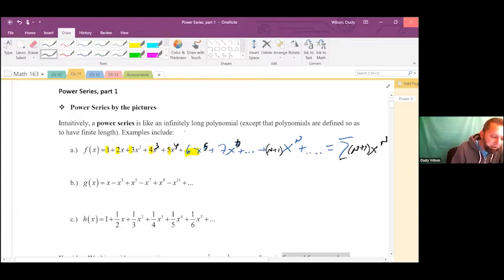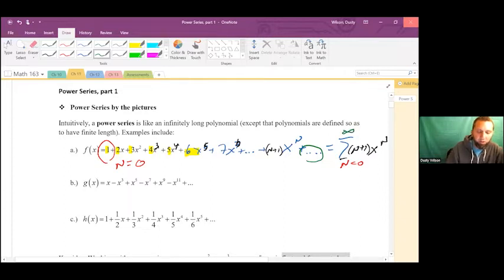We could ask, what's the smallest of these powers? The smallest of these powers happens right here, where our n equals 0. We'll go from n equals 0. And then we also see this thing is going to end with a plus dot, dot, dot. So we're going to continue this way forever and ever, all the way up to infinity. So this is an example, f of x is an example of a power series.